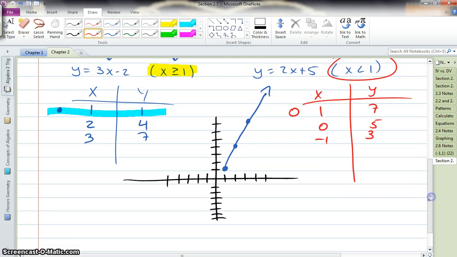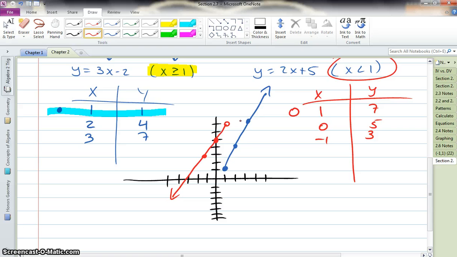All right, so now let's graph this. At 1, 7, we have an open dot, again, because that is less than. Then we have 0, 5, and -1, 3. And then again, we start at our special point, our very, very important point, and we go in the direction of the other 2. And that's your first piecewise function.